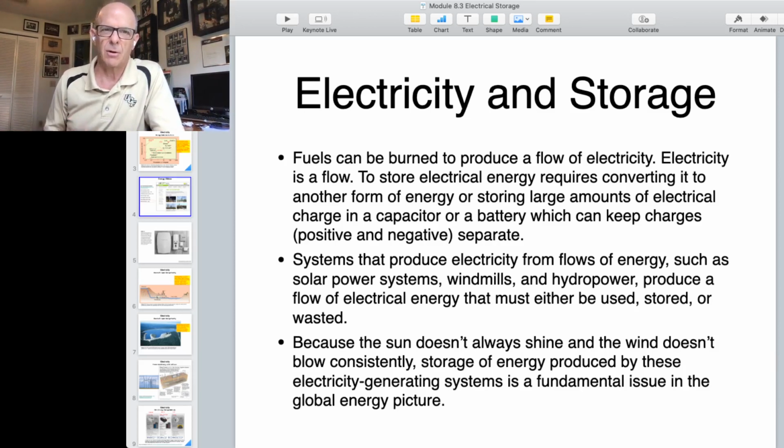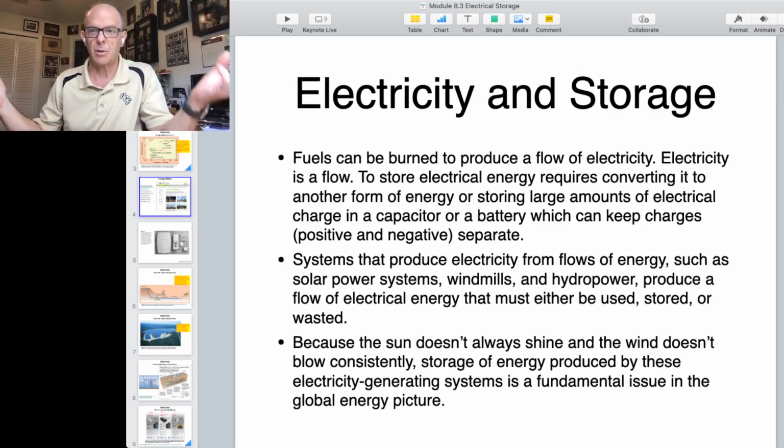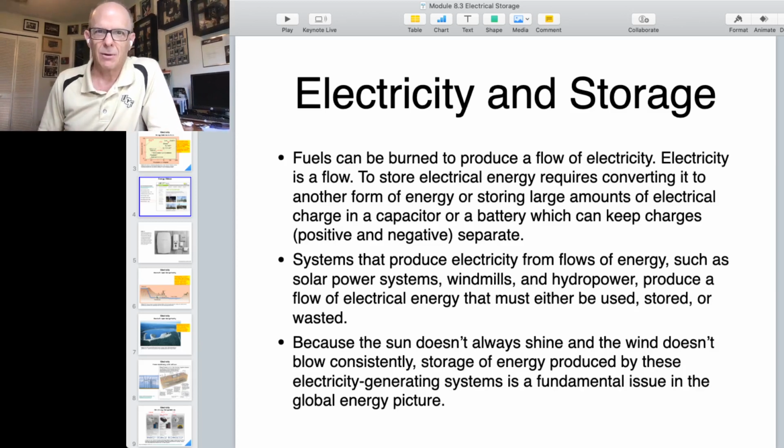But if you're producing your electricity from windmills, when the wind is blowing, electricity is coming out. When the wind stops blowing, boom, the electricity is gone. And since we are used to having our electricity always there, that's not so good. So our renewable sources of power are by definition flows of energy, and those flows are not perfectly continuous and predictable.